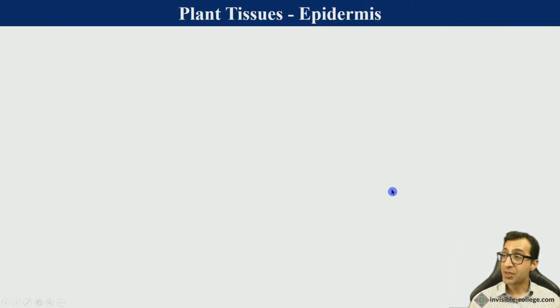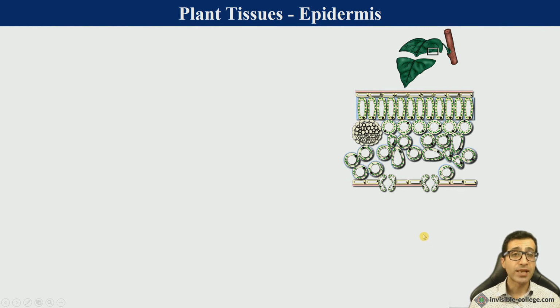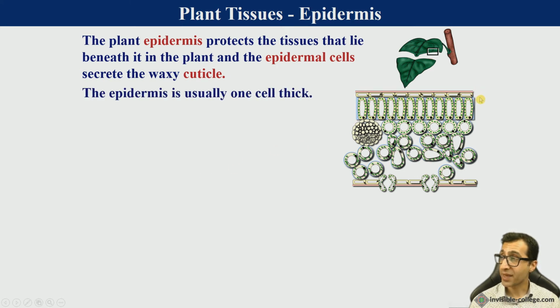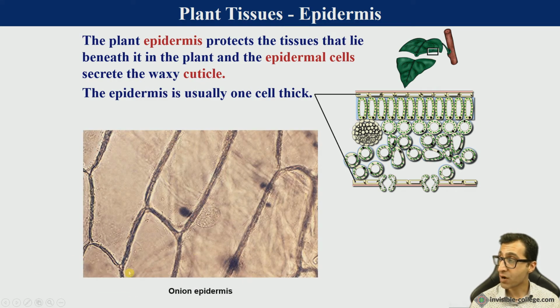So let's look at the epidermal tissue now. The epidermal layer protects the tissues that lie beneath it, and the epidermal cells will secrete a waxy layer over the surface of the leaves, and this is basically for waterproofing. The epidermal layer is usually one cell thick, as you can see in this diagram, and this includes the lower epidermal layer as well. Here we can see a photomicrograph of onion epidermis, and many of you will have seen this in the course of your required practicals.